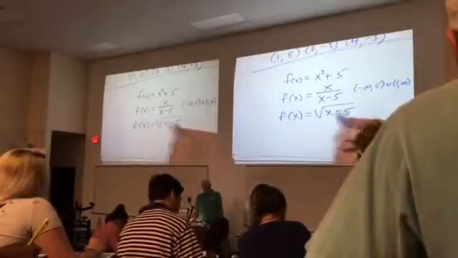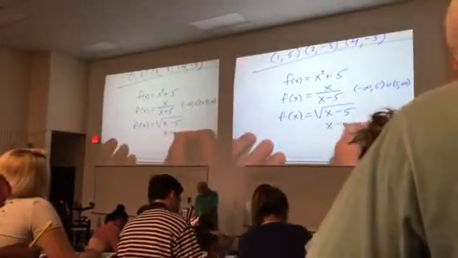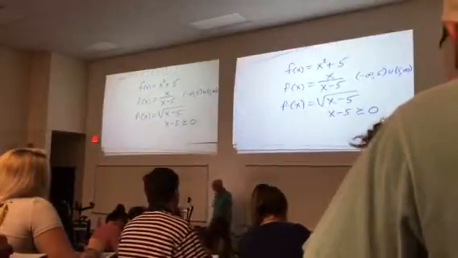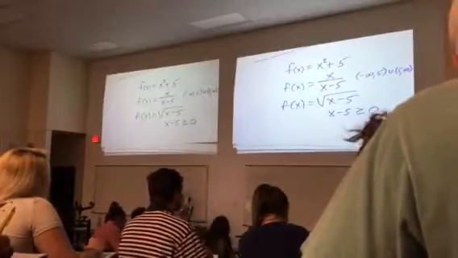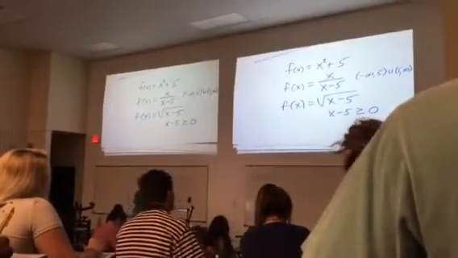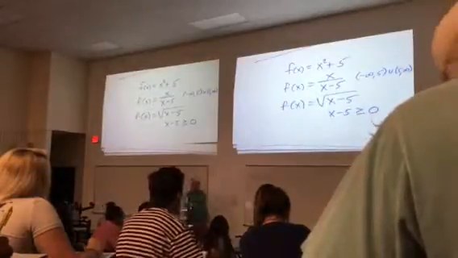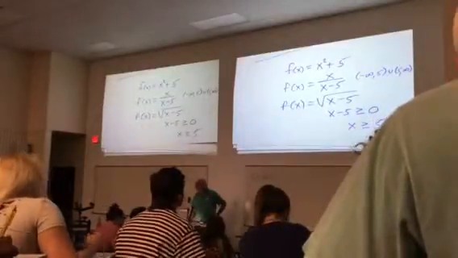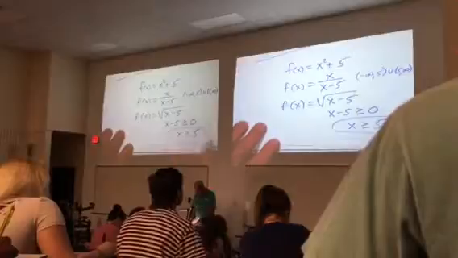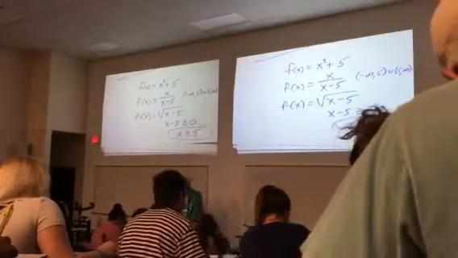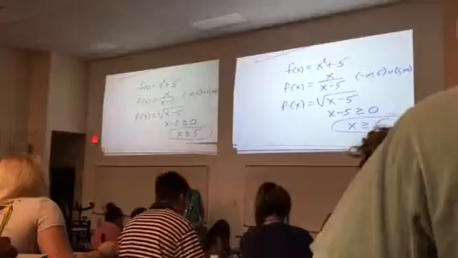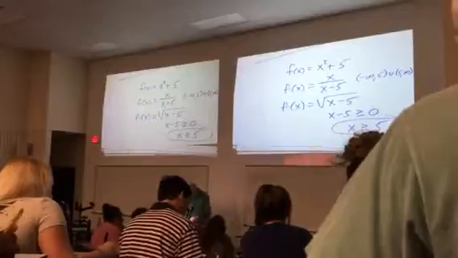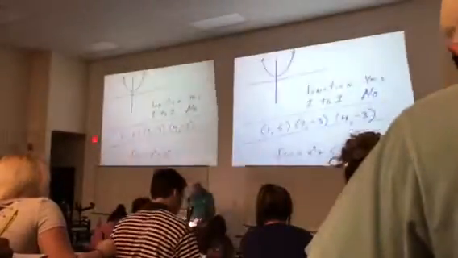Square root of x minus 5. Now with that radical, I have to make sure whatever's under there is greater than or equal to 0. So here x has to be greater than or equal to 5.